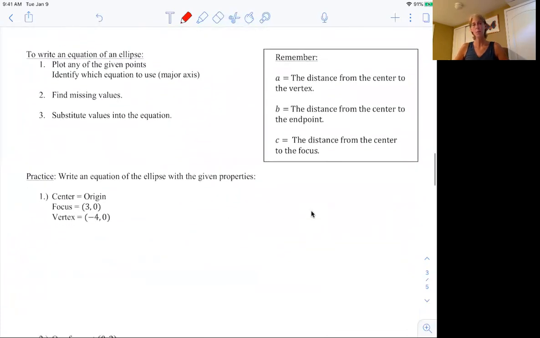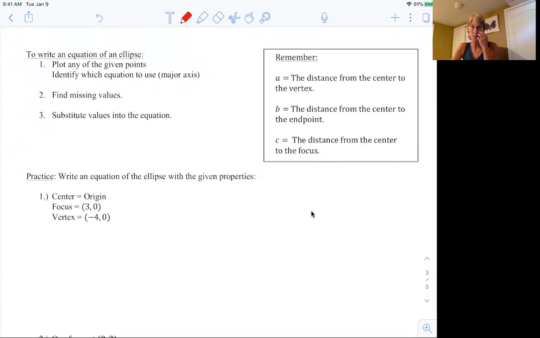So what we're going to do now is we're going to write an equation of an ellipse. So now we're going to be given information and we're going to work backwards and come up with the equation. I love these. These are like a puzzle. Okay? They're actually really simple and easy. So basically my steps, again, just suggestions.